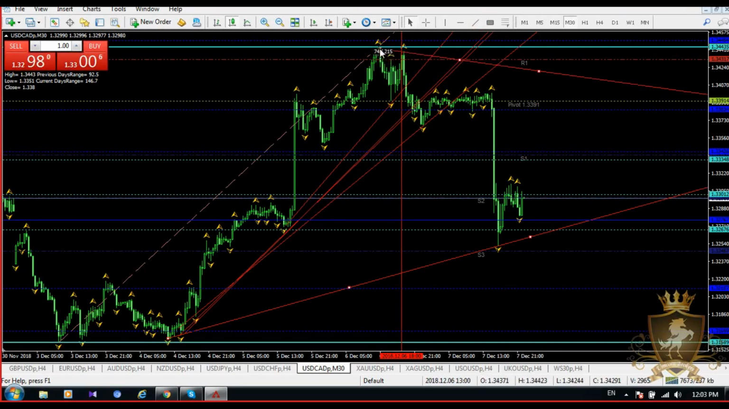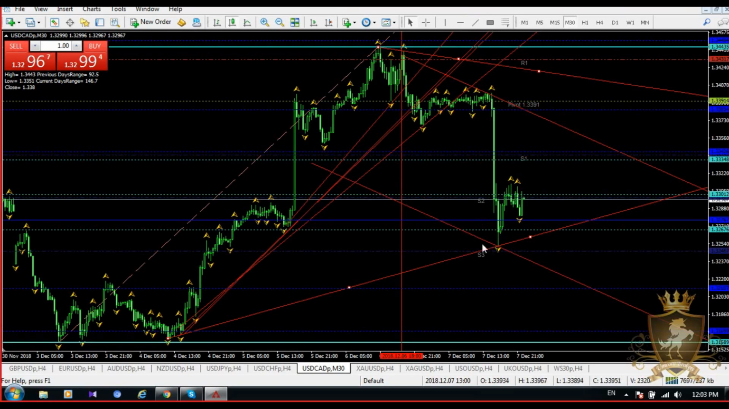Then we have a trend line here. One was here, and one was here, and one was here. And if my price wants to go back up, you should pay attention to the upper walls.